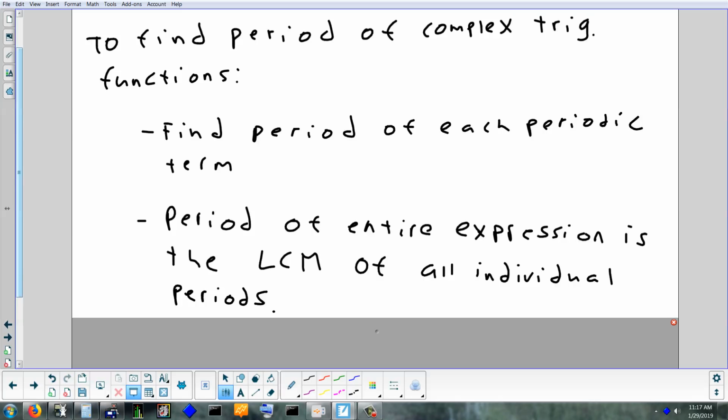So just to be clear about LCM, let's say I'm just going to make up numbers like 2 and 3. If one of your terms had a period of 2 and the other one had a period of 3, the whole thing has a period of 6. 6 is the least common multiple of 2 and 3. If you're not sure what the least common multiple is, you can always just make a list of multiples.